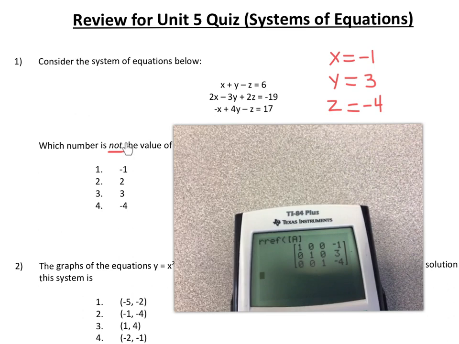So we want to know which value is not in the solution to the system of equations. Okay, so we have negative 1, we have 3, and we have negative 4. So it looks like choice 2. 2 is the answer. That is not a value in our system of equations.